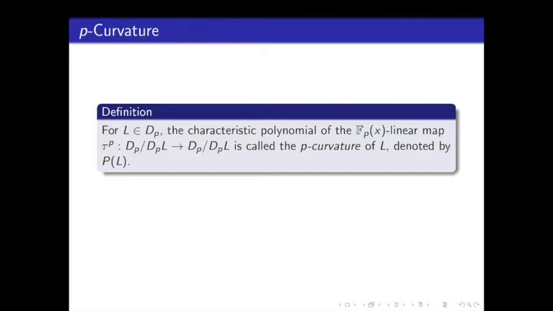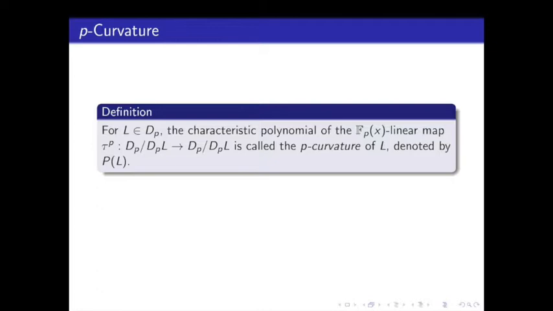So the convention is that tau to the p is the p-curvature, but here, for convenience, we call its characteristic polynomial the p-curvature, because we don't really compute tau to the p. Its characteristic polynomial is more useful to us. So we call the characteristic polynomial of this map the p-curvature of L.